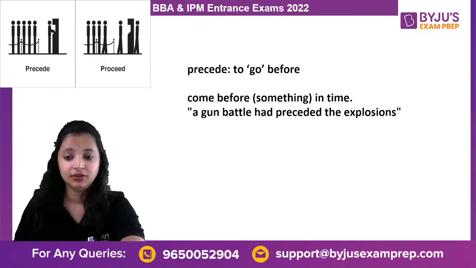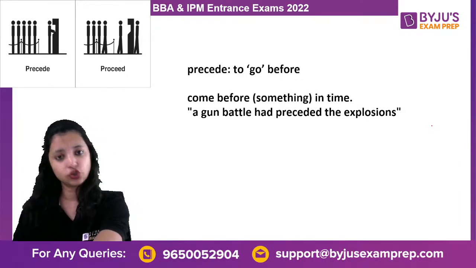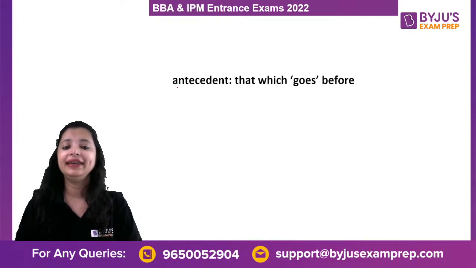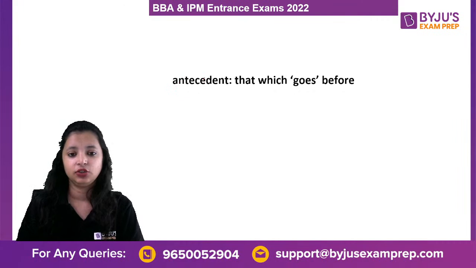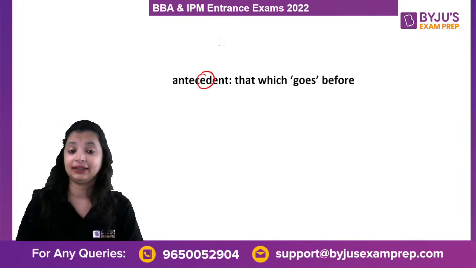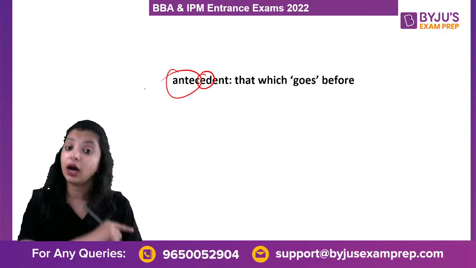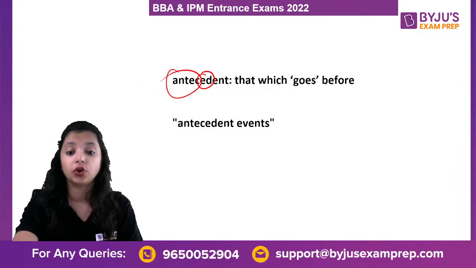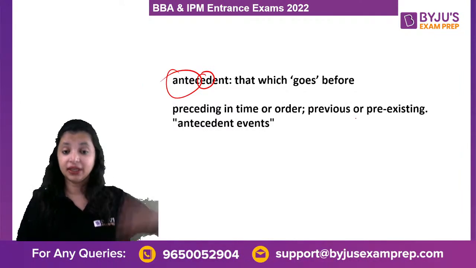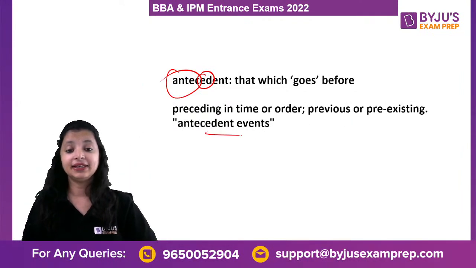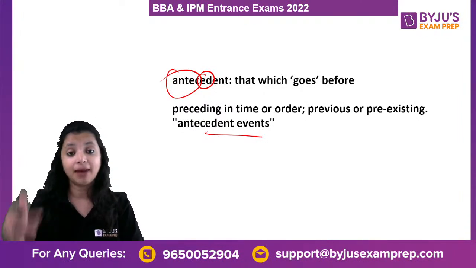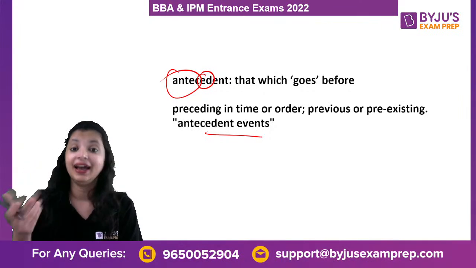Okay. So the next word from the same root word is antecedent. So CED is the root word. Antecedent, जो पहले आता है. Anti, पहले, पुराना, old. So antecedent that goes before. Example देखो, previously existing things. Antecedent events, आज से पहले जो events हो चुके हैं. Events that have happened before this time are antecedent.